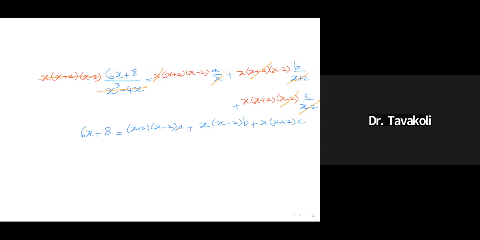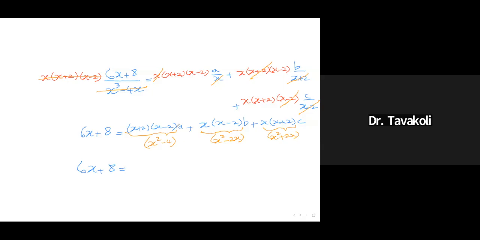As you know, x plus 2 times x minus 2 is x squared minus 4. X times x minus 2 is x squared minus 2x. And x times x plus 2 is x squared plus 2x. So 6x plus 8 is what?